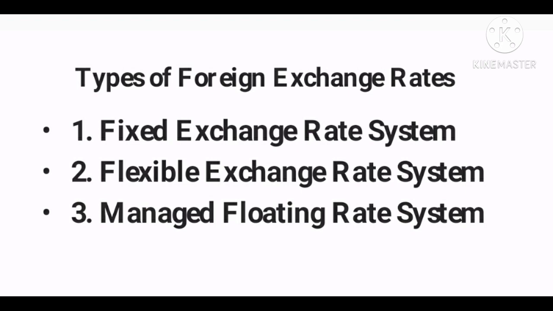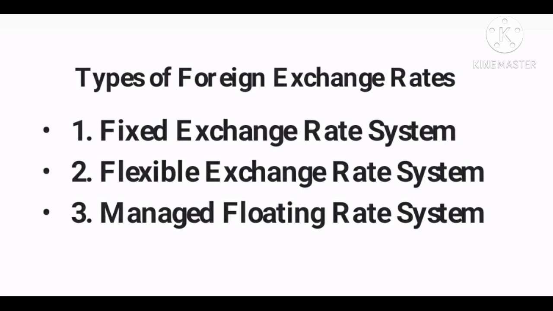Fixed exchange rate. In this, the exchange rate gets fixed by the government to maintain stability in the economy. The government decides it in terms of the gold standard, like 1 gram gold in America is $1. 1 gram gold in India is rupees 50. So the exchange rate is $1 equal to rupees 50. It is also known as pegging.